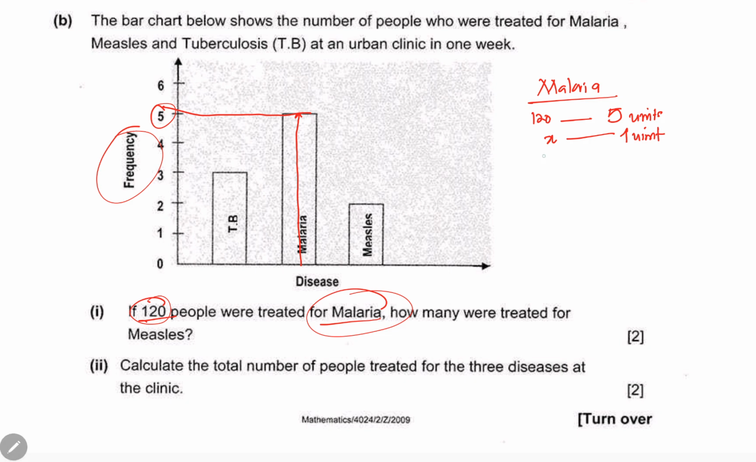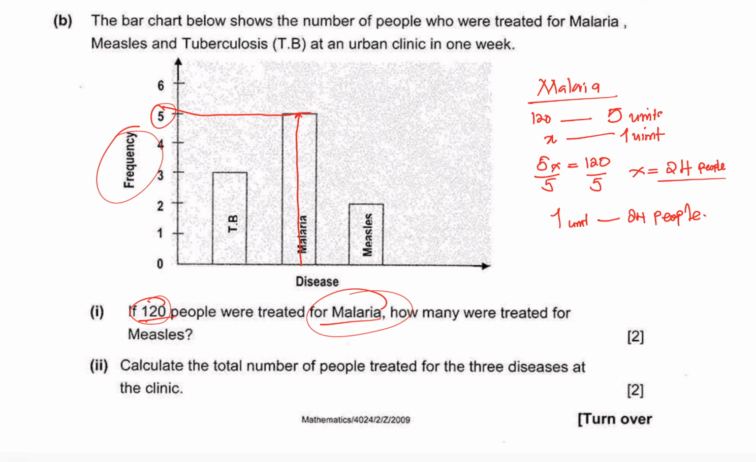So, meaning 5x is equal to 120. Divide both sides by 5, and x is 24. So x is equal to 24 people. Meaning 1 unit represents 24 people. This is the only thing that you needed to get there.